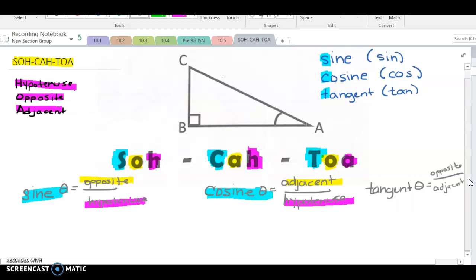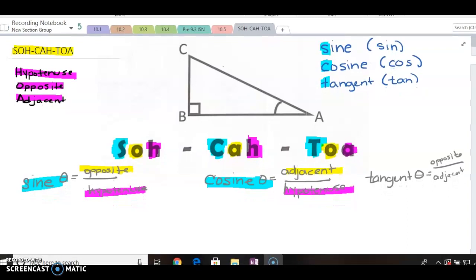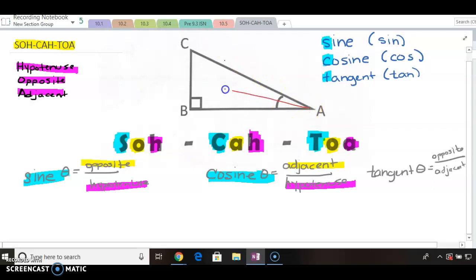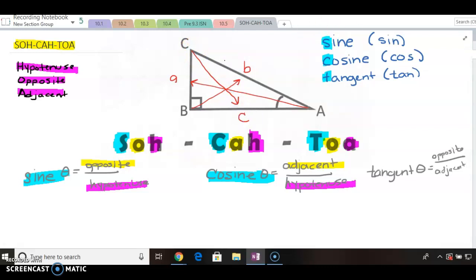So if I have this triangle right here, and this is something that we need to learn, opposite of angle A would be side A, but it's lowercase. Opposite of angle B would be side B, but it's lowercase. And opposite of angle C is side C, and it's lowercase.